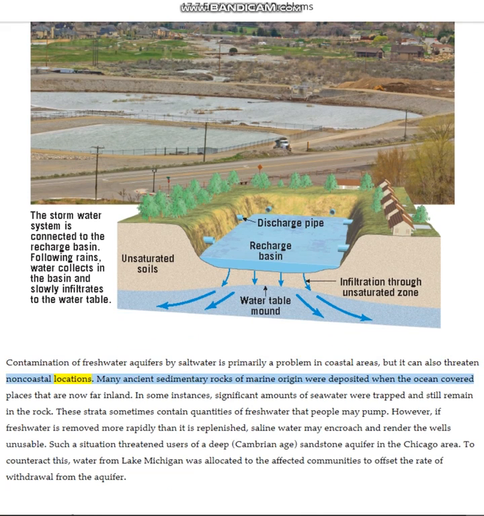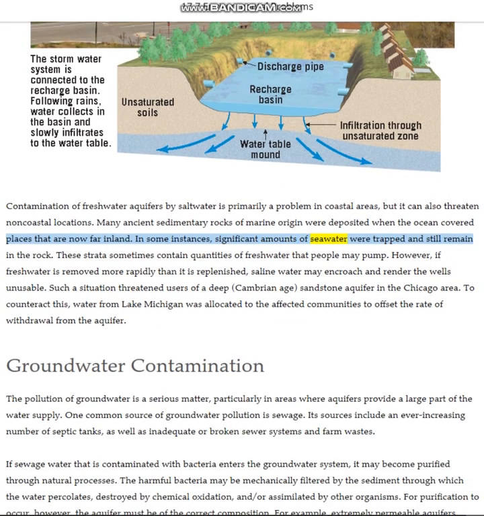Contamination of freshwater aquifers by saltwater is primarily a problem in coastal areas, but it can also threaten non-coastal locations. Many ancient sedimentary rocks of marine origin were deposited when the ocean covered places that are now far inland. In some instances, significant amounts of seawater were trapped and still remain in the rock. These strata sometimes contain quantities of fresh water that people may pump. However, if fresh water is removed more rapidly than it is replenished, saline water may encroach and render the wells unusable. Such a situation threatened users of a deep, Cambrian age, sandstone aquifer in the Chicago area. To counteract this, water from Lake Michigan was allocated to the affected communities to offset the rate of withdrawal from the aquifer.